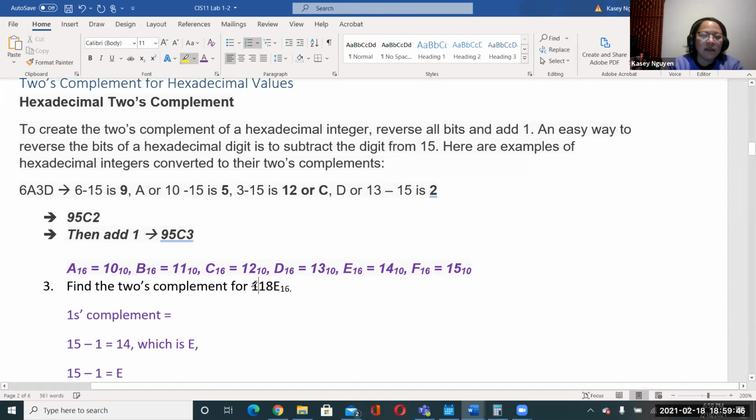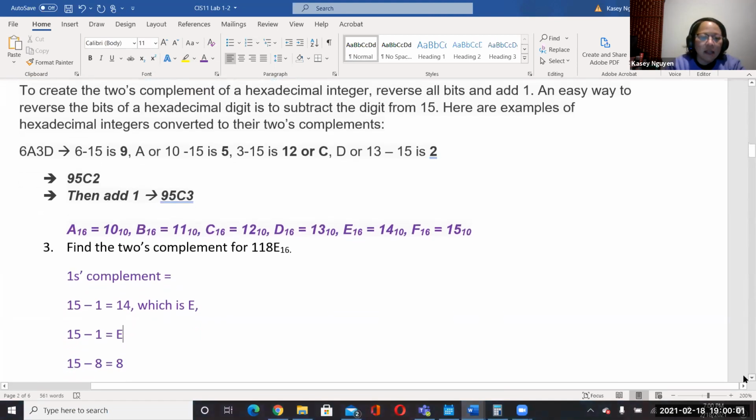And then the one next to it. So again, I would do the same thing for the next one. 15, subtract 1, I also get an E. Then I go to the last one here on the right. I take 15, subtract 8, should give me a 7.